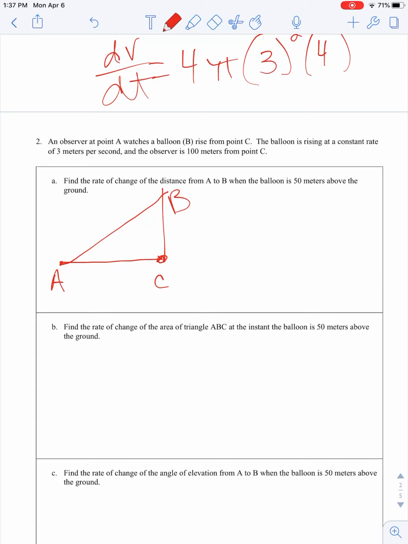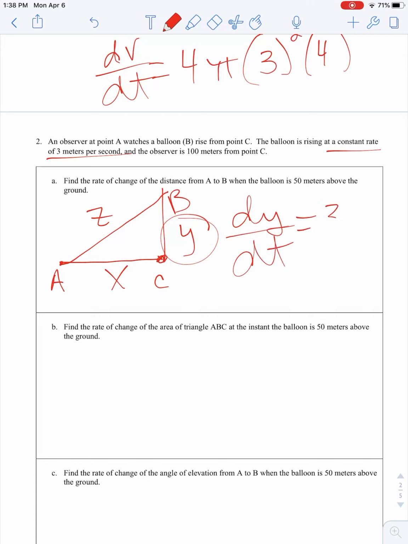The balloon is rising at a constant rate of 3 meters. So I'm going to make these X, Y, and Z. The X and Y are interchangeable. That's why I wanted to make sure I use the same variables we had before. So when it's saying that the balloon is rising at a constant rate of 3 meters per second, that's going to be the change in Y over time. So that's our dy/dt equals 3. If I made this x, then it would be dx/dt. But because we made it y, that's what we're going to go with.